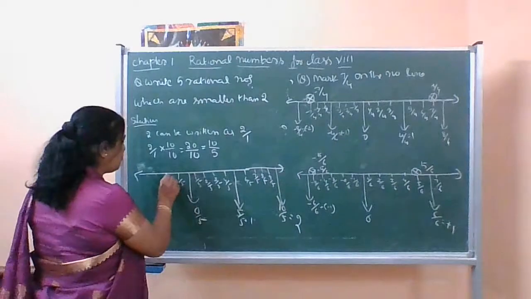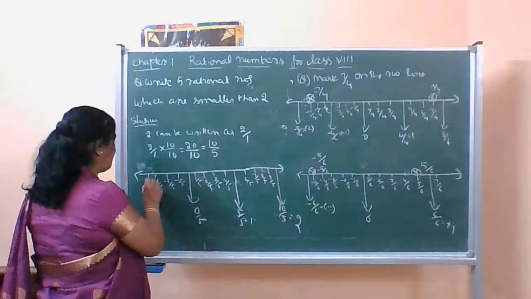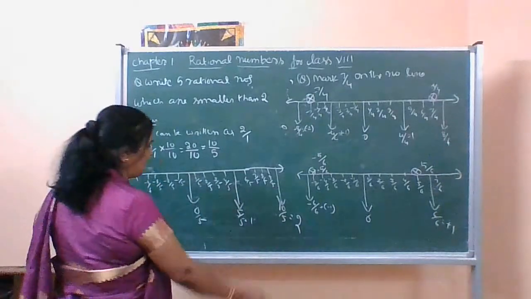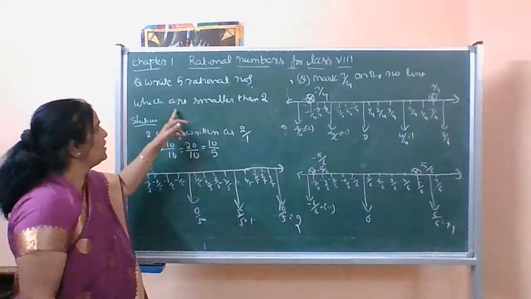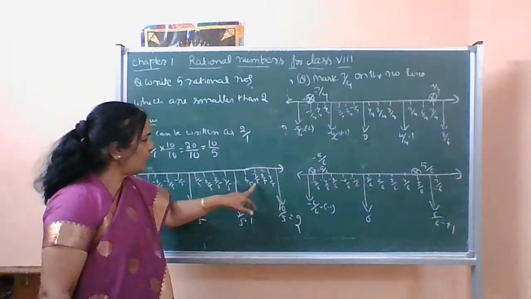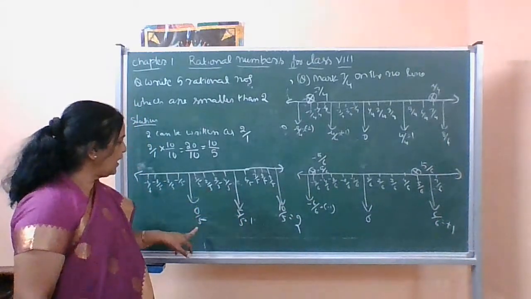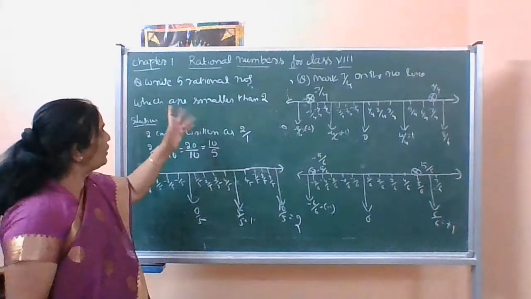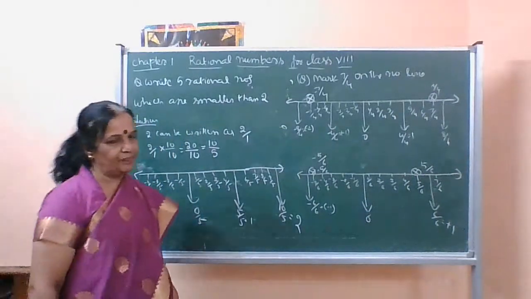It is 1 by 5, 2 by 5 and minus 3 by 5, minus 4 by 5. That means these many rational numbers. You can write any number, since they have asked 5. Therefore, 1, 2, 3, 4, 5, 6, 7, 8, 9, 10 rational numbers. Oh, they have asked only 5. Therefore, you can write only 5.